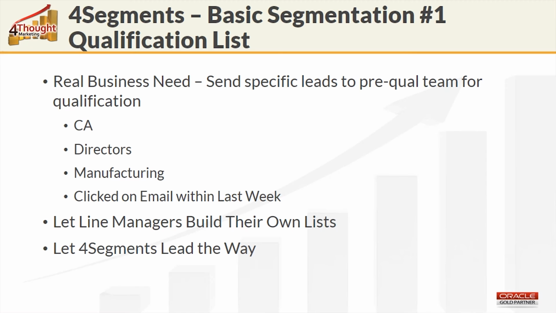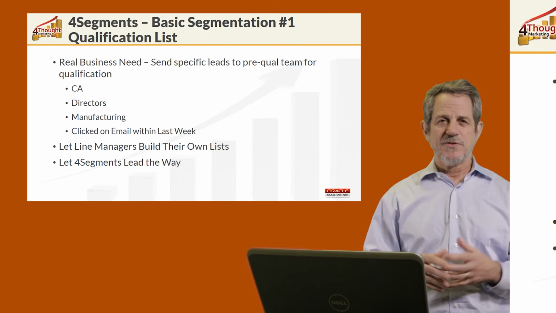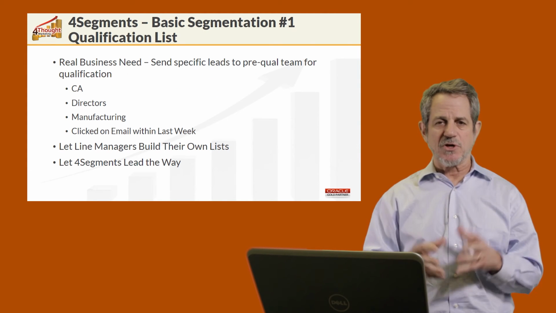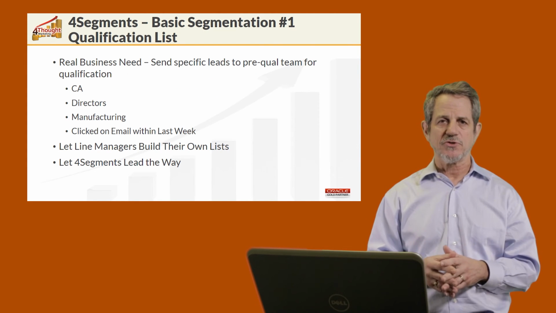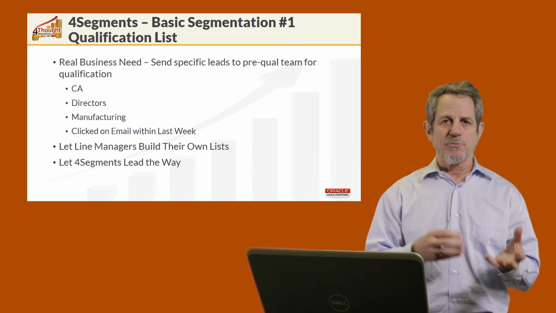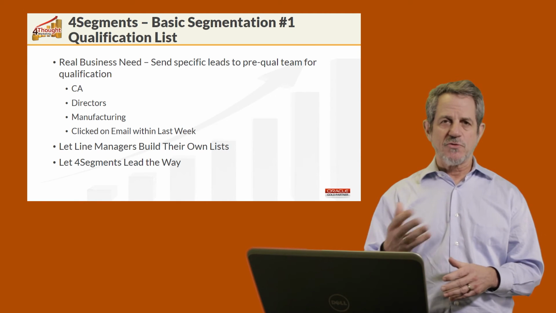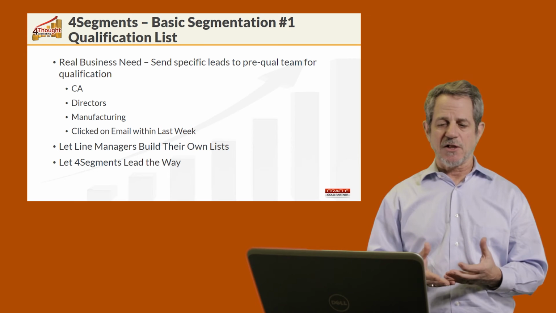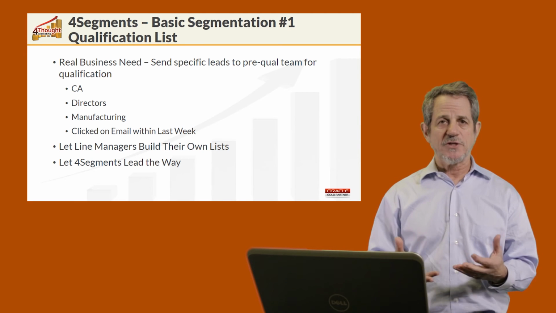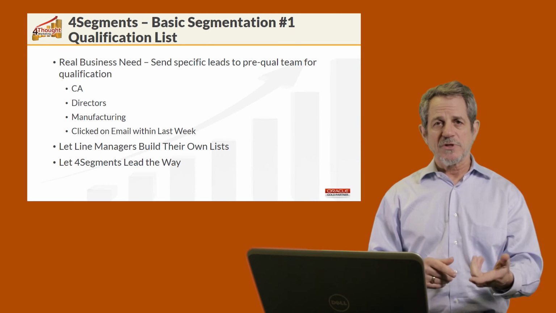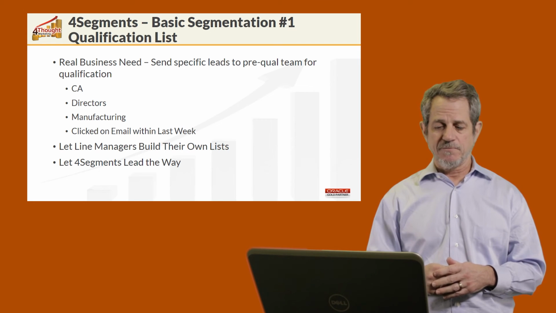Next, let's say that you have a team that does pre-qualification. So you want to bring to those people the leads that you want them to qualify. In this case, it's a very tight set of leads because you're looking at maybe a regional team for a particular state or particular region in the country. So in this case, we're going to look at all the contacts in California who are directors of manufacturing, and most importantly, they've clicked on an email in the last week.